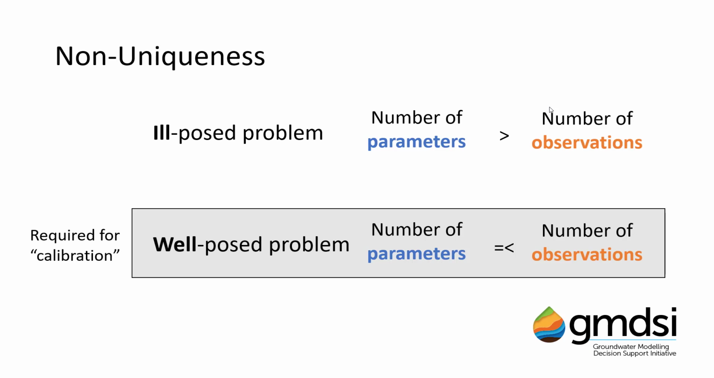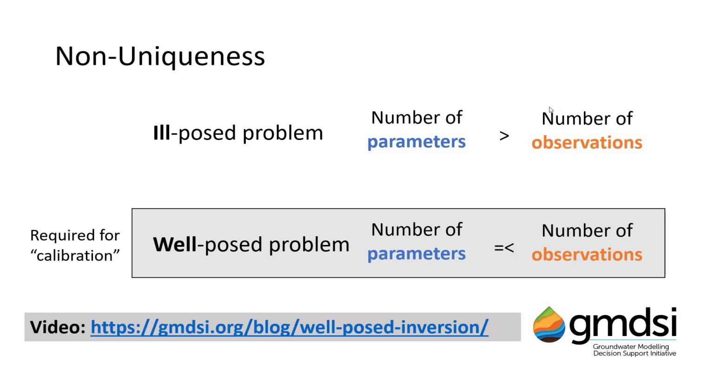So calibration can only be achieved in a well-posed inverse problem, but given what we've said so far, calibrating a groundwater model should not be possible. And it isn't, unless we employ some trickery. There is a comprehensive video by John Doherty discussing this topic on the GMDSR website. I recommend you watch it.